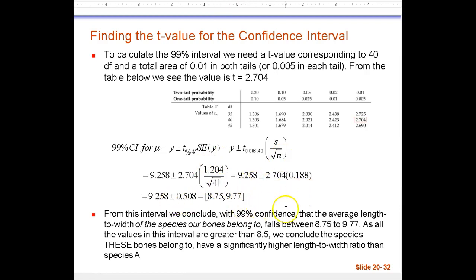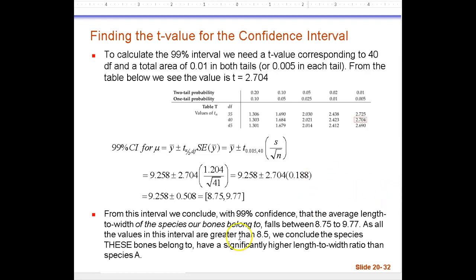Now, I'll work it all out. What can I say? I'm 99% confident that the average length to width ratio of the bones that we dug up falls somewhere between 8.75 and 9.77. So that gets me some idea of the average length to width ratio of the bones we dug up. The other thing that this tells me is that all these numbers in this interval are larger than 8.5. Therefore, whatever these bones are, they don't represent species A. This species that we've dug up, whatever it is, has a larger length to width ratio than species A.